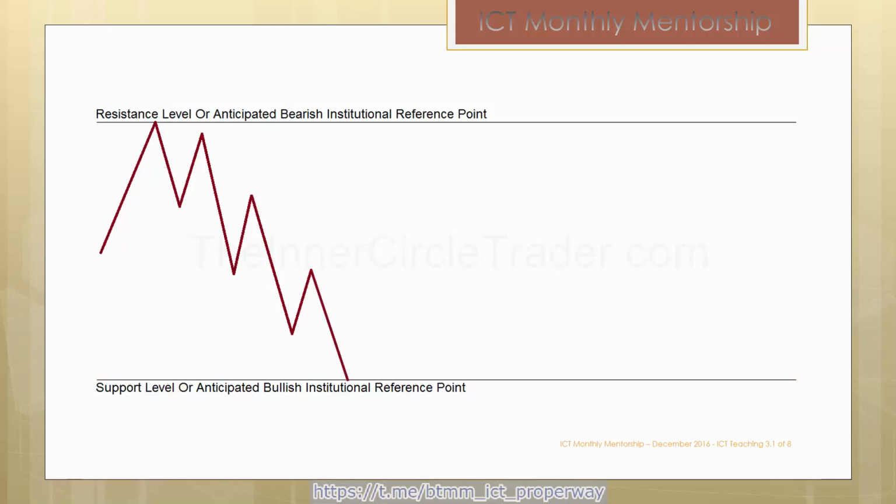As price hits our longer-term support level, or anticipated bullish institutional reference point, which could be an old high, it could be an old low, it could be a bullish order block, there are many opportunities to frame that idea, but whatever forms your idea for support, this is the objective that you'd be reaching for. As price hits that level, we would be collapsing our trade and moving to the sidelines waiting for new developments.